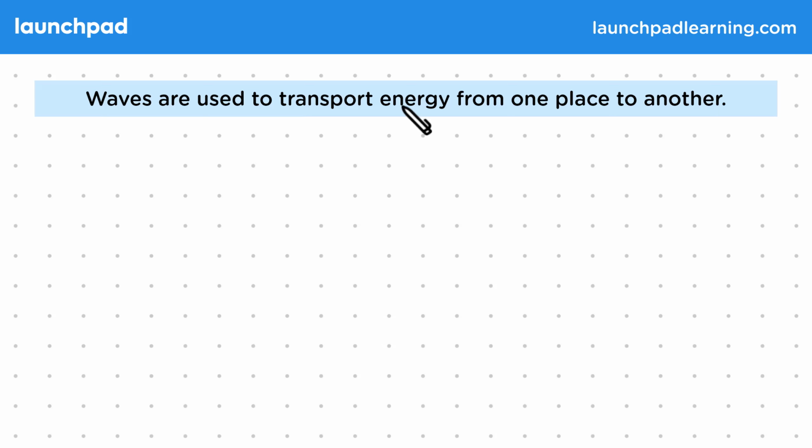Waves are used to transport energy from one place to another. You won't be asked to recall this exact definition, but you'll learn about many types of waves at GCSE. For example, light waves, seismic waves, even a wave made on a rope. These are all ways of transporting energy.